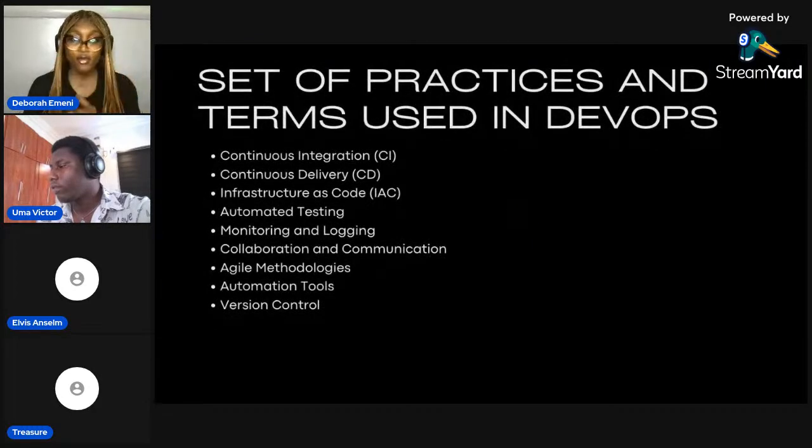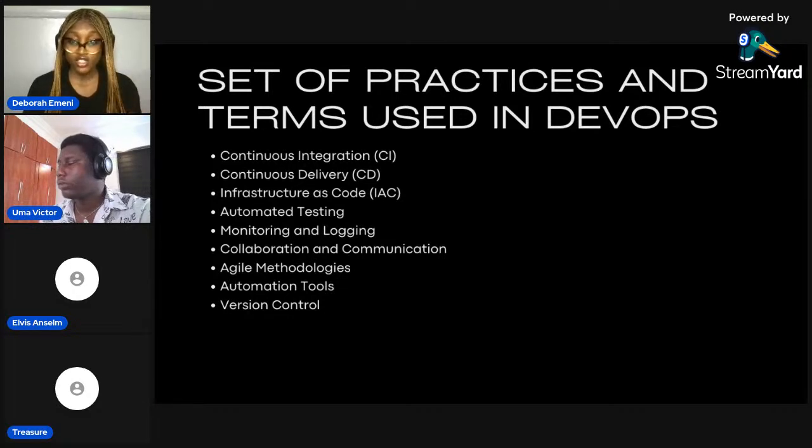When you start learning DevOps, you will hear these terms used a lot: continuous integration, continuous delivery, infrastructure as code, automated testing, monitoring and logging, collaboration and communication, agile methodologies, automation tools, version control. These are the terms that you will hear a lot.